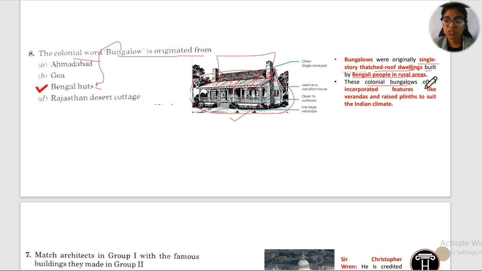These colonial bungalows often incorporated features like verandas, as you can see in the image, it has a veranda, and a raised plinth to suit the Indian climate. So these are some basic features of a bungalow. Also here it is mentioned often single story, used as a vacation house, open to outdoors and has large verandas. So these are some architectural features of a bungalow, and the name bungalow has originated from the Bengal hut.